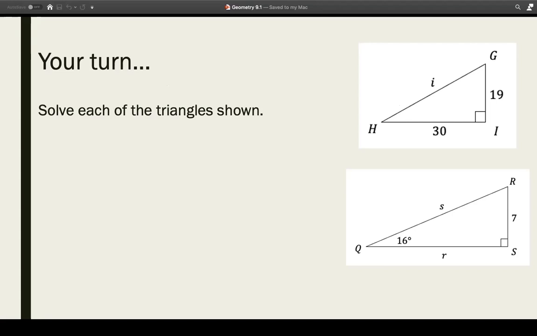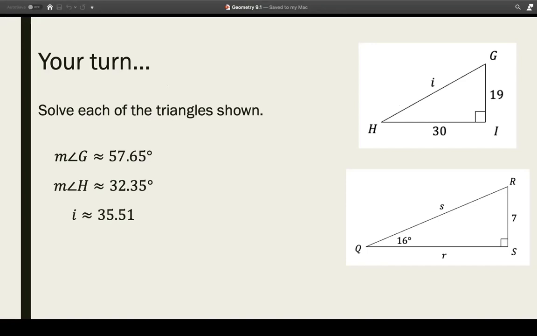All right, so here are 2 triangles for you to try. Pause the video, try to find your missing parts. For the first triangle, you're going to find angle G, angle H, and side I. And for the second triangle, you're going to find angle R, and then also side R and side S. So pause the video, and here are your solutions.